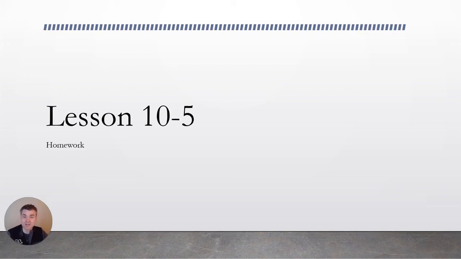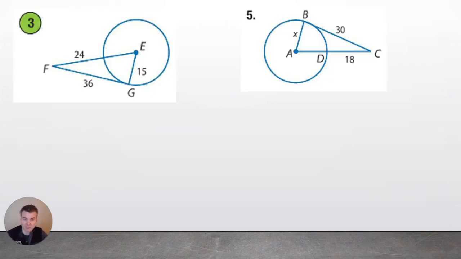Welcome to the lesson 10.5 and 10.6 homework review. Let's get started. Number 3, we had to figure out if FG was tangent to circle E at point G, and the correct answer was yes.